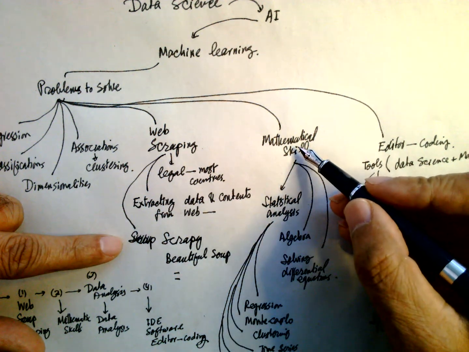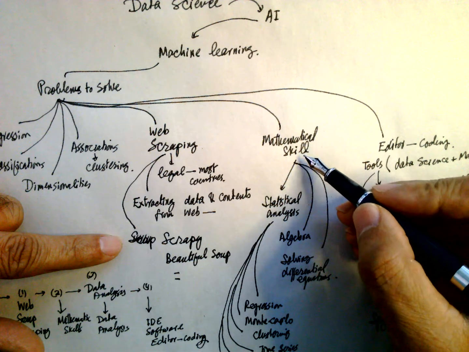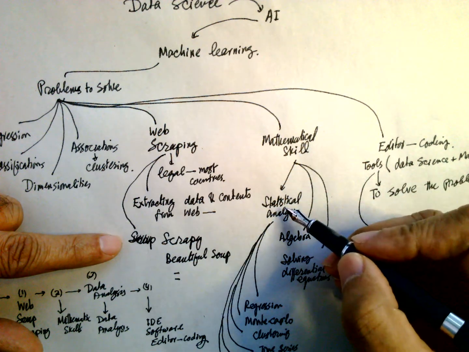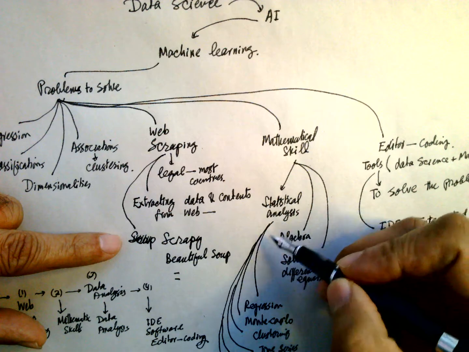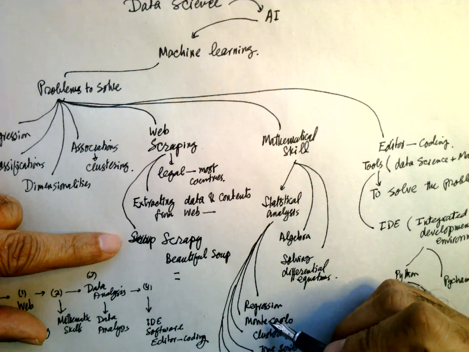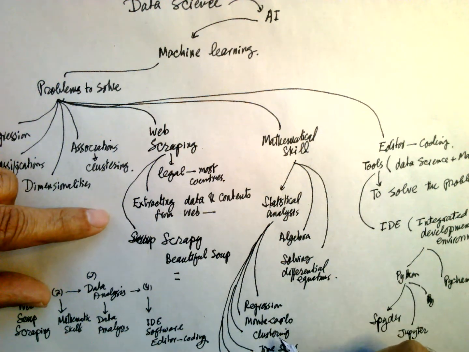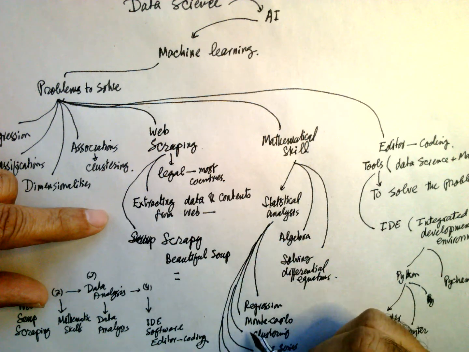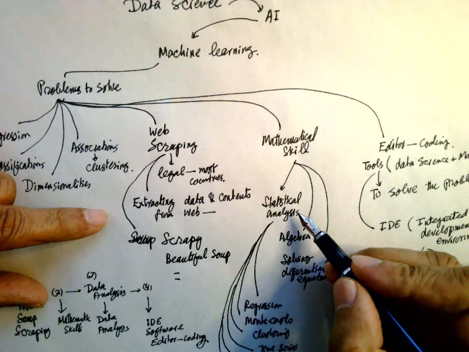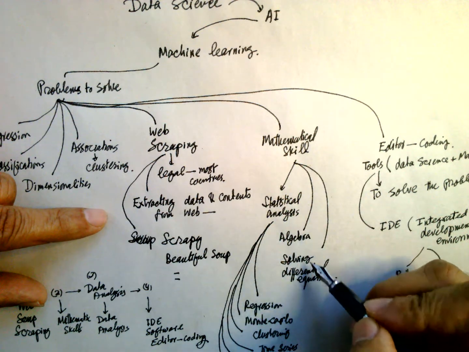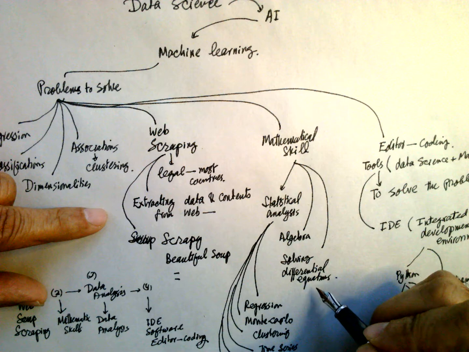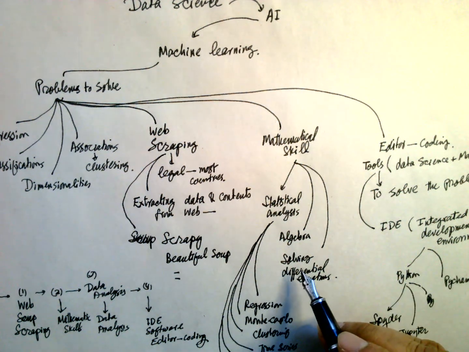The second thing is that a person should have mathematical skill and good statistical analysis to know regressions, Monte Carlo, clustering, time series, feature engineering, and data wrangling. These are the statistical tools. We need a good command of these, and of algebra, and the ability to solve differential equations, which are time varying or space varying.